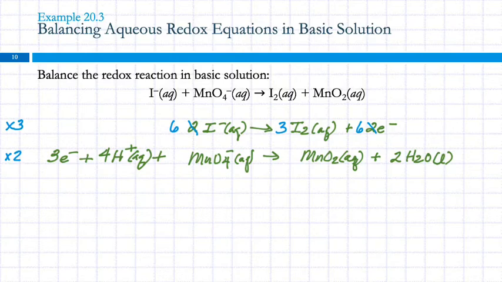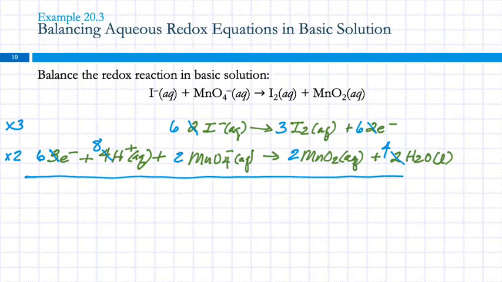Okay, so this bottom one I'm going to multiply by 2. So this is 6 and 8. 2. I'm multiplying by 2. I'm multiplying by 2. So I have 6 electrons and 6 electrons. That was my goal. Now when I add these together, I can cross out the electrons. I'm going to copy down what's left, which is most everything.